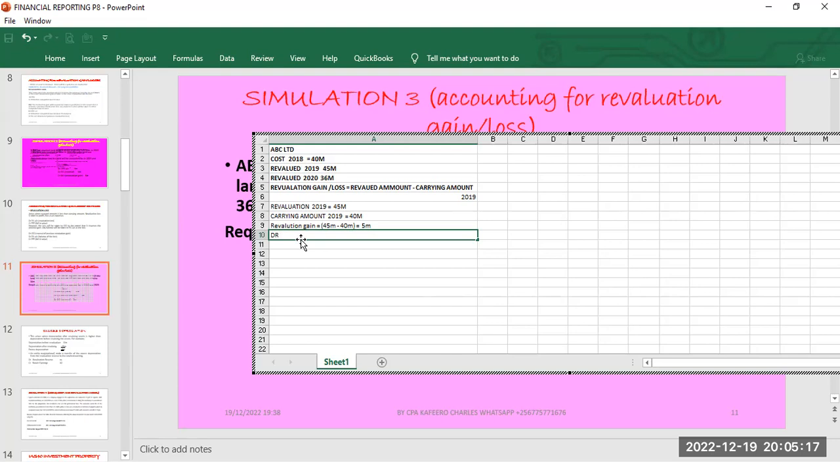So one of the things we are getting is that the land is going to be increasing in value, by 5 million. Remember, initially it was 40 million. So when we debit, it means we are adding to the 40 million to make 45 million, which is the revalued amount. So we are going to be crediting our OCI. Permit me to use OCI, but it means other comprehensive income, in terms of the revaluation gain.